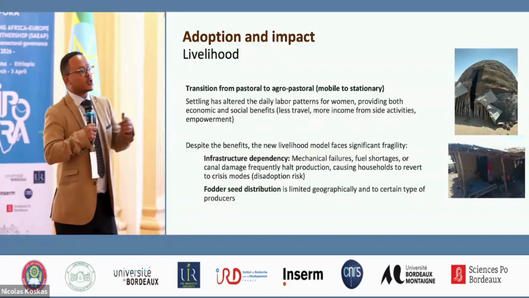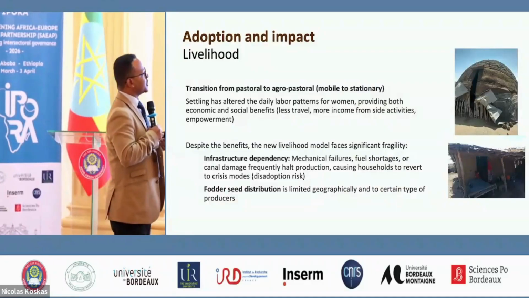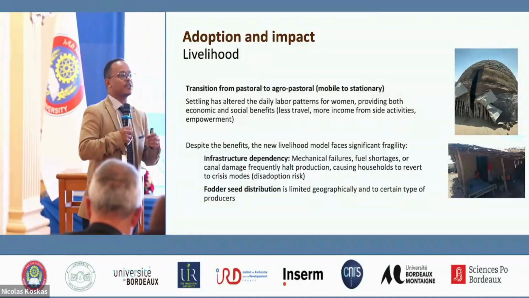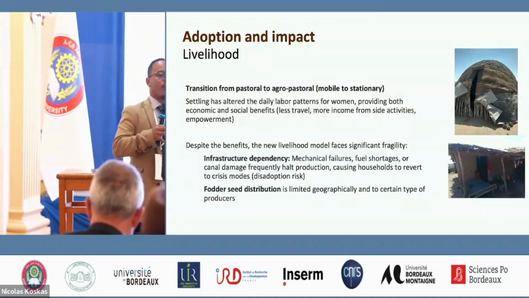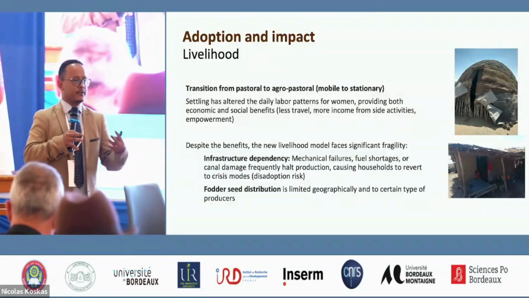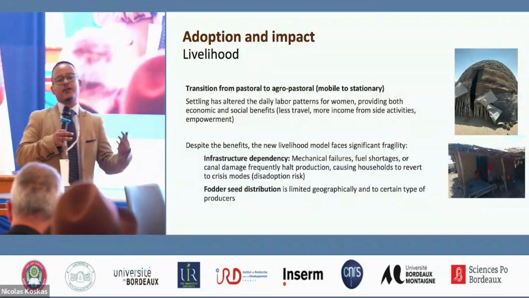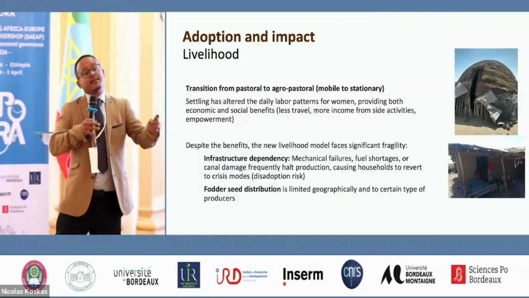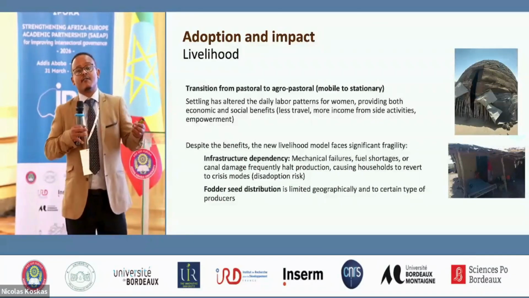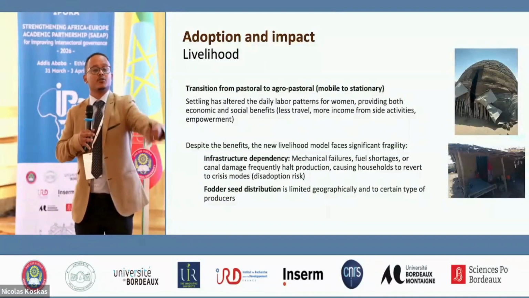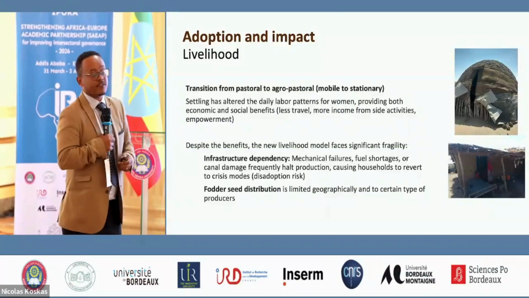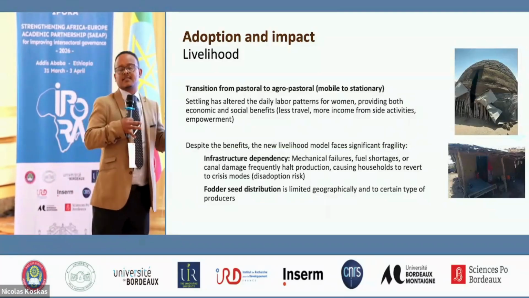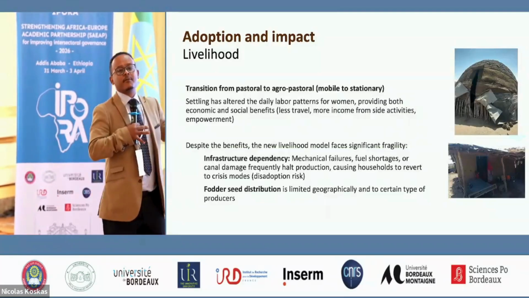And then there's an issue with fodder seed distribution, which is limited geographically and to certain types of producers that often come in the format of cooperatives. They're favored to do this kind of fodder production over individual farms. And depending on where you're located, you don't have all the requirements to be able to produce fodder. So there's something going on, and that's from the perspective of the farmers, not my perspective.